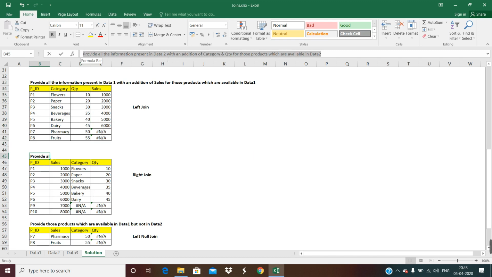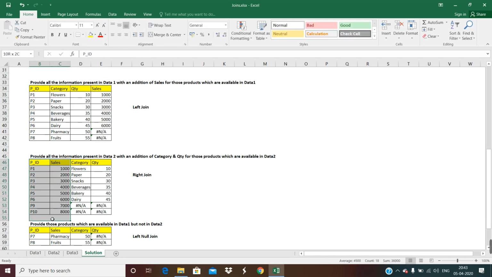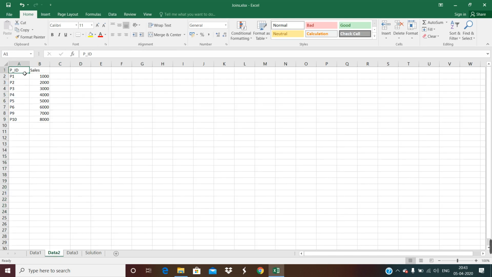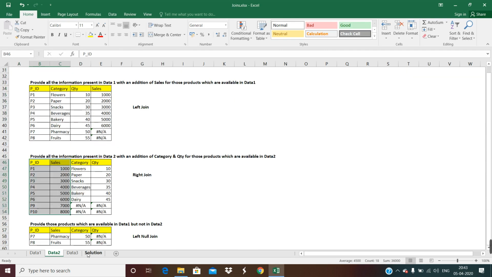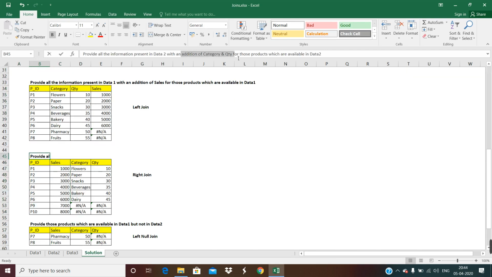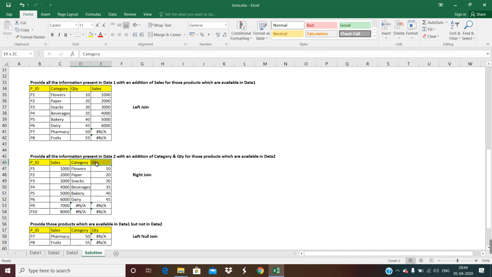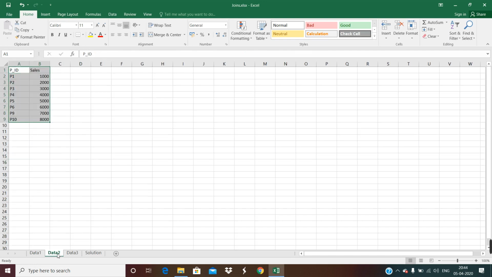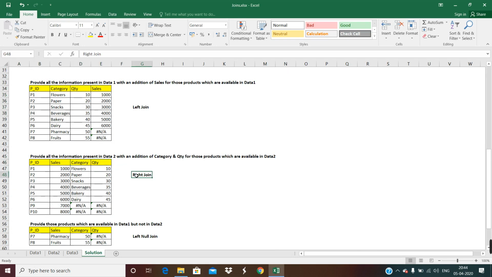Similarly, next question: provide all the information present in data 2. So first, this is the information that is available in data 2, which is there over here, P1 to P6, P9, P10, which I've just copy pasted, with an addition of category and quantity. Now category and quantity are actually from your left data set, but we want all the information from the right data set. So that is where it is called a right join.